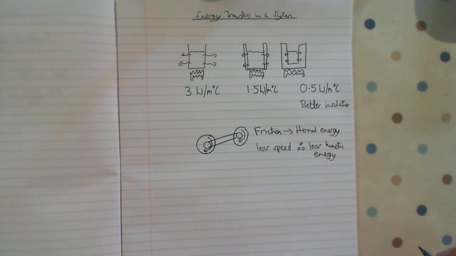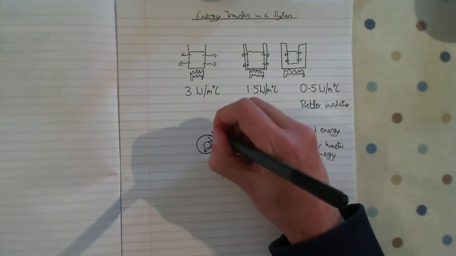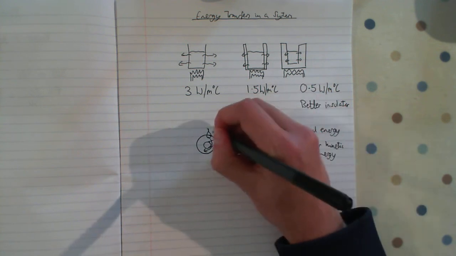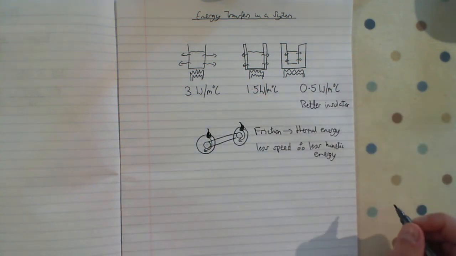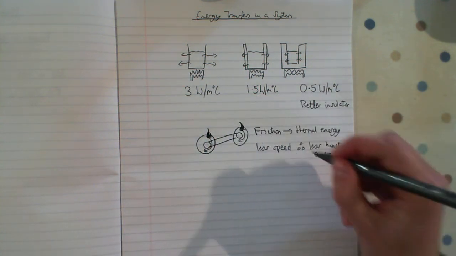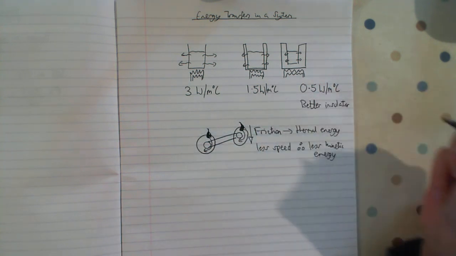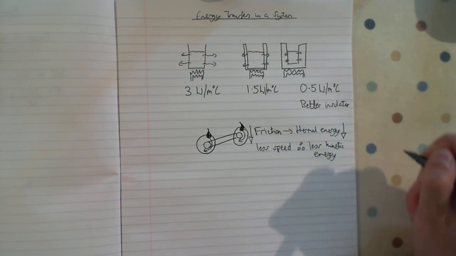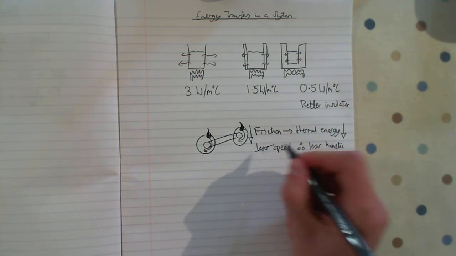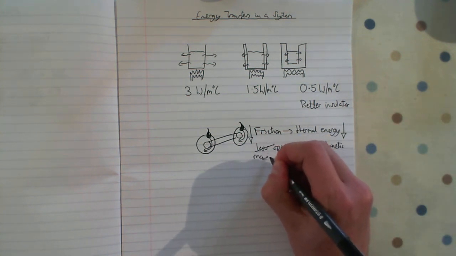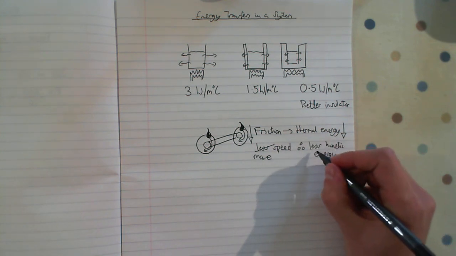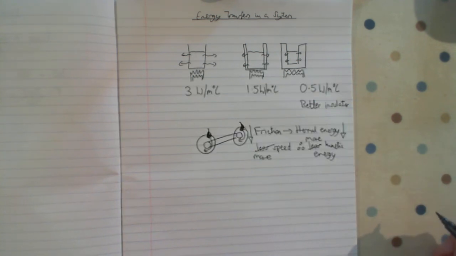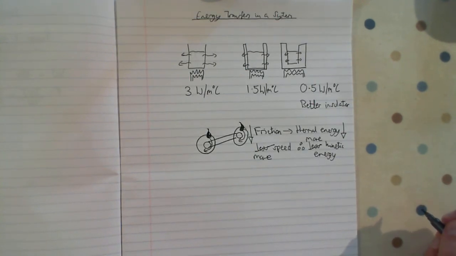However, if we use something called lubrication, which is like oil, if I draw some oil on it, again, my great art skills, we get a decrease in friction. We get a decrease in thermal energy. So this time, instead of having less speed, we get more speed. And therefore, instead of getting less kinetic energy, we're going to get more kinetic energy. And that makes it more efficient.